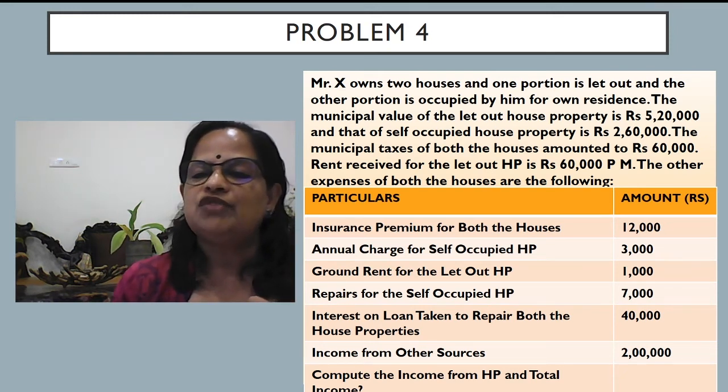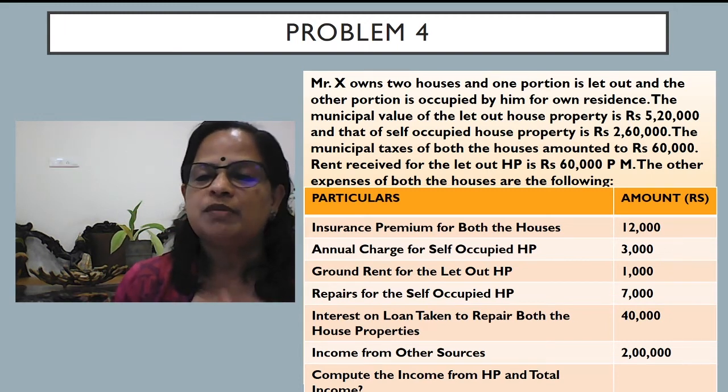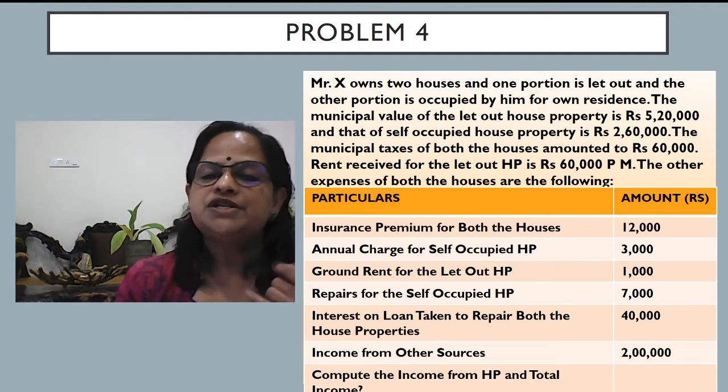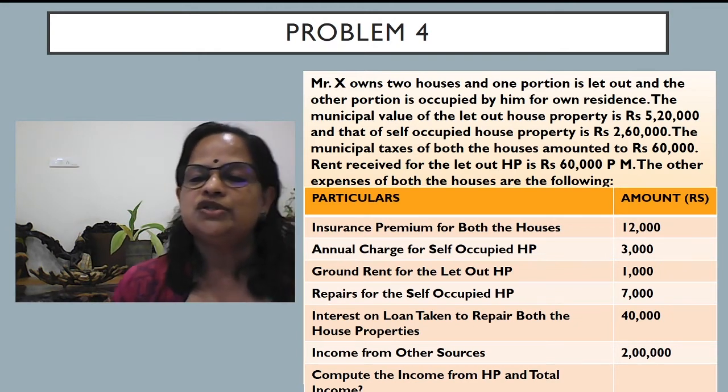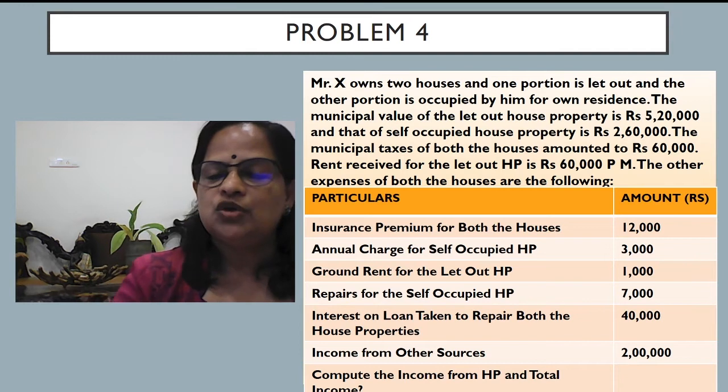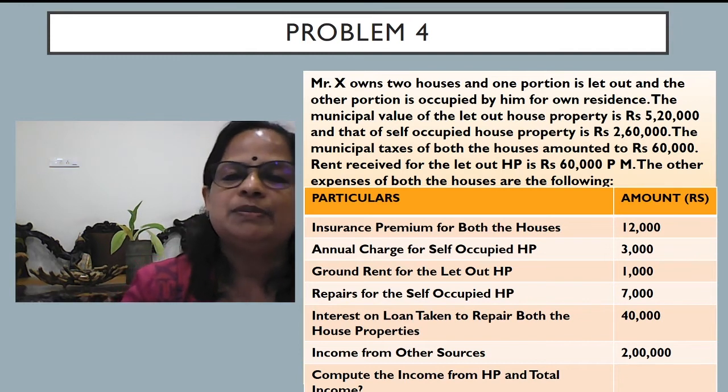Annual charge for self-occupied house property, we don't have to consider. Ground rent for let out house property not allowed. Repairs of self-occupied house property not allowed. Interest on loan taken to repair both the house properties, we have to divide in the 1:2 ratio. Income from other sources 2 lakhs. So we can take the total income of the person also.